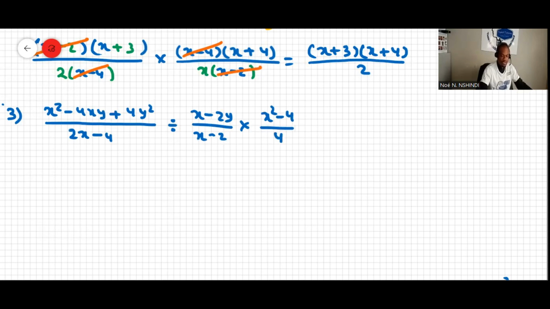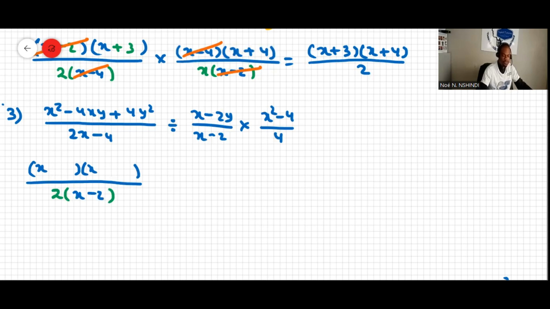Now, for the first fraction, we have a trinomial there, and in this case, I can just place in x here and then x there also. And then at the denominator, it's 2x minus 4. The highest common factor is just 2, so I can take 2 out as a common factor. And then there it's going to be x minus 2.